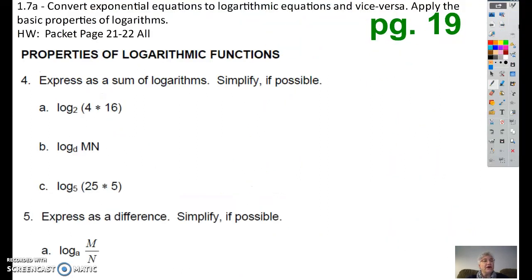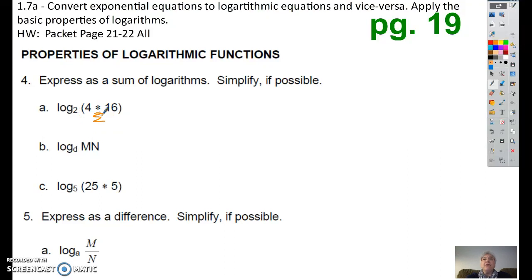Moved on too much there. Number 4: express as a sum of logarithms. Try to remember back to pre-calc when you started to learn logarithm rules. If I'm expressing as a sum, that's the same thing as expanding our logarithm.